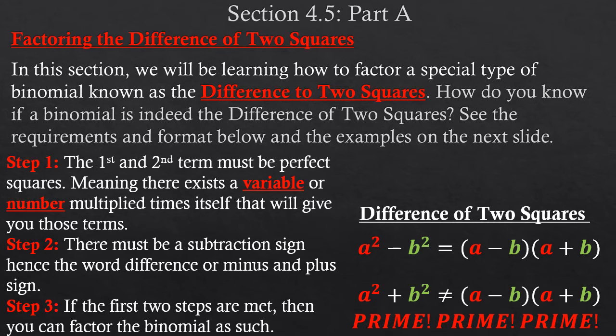That is called prime. It does not have an answer at this level, and at the next level it does, but at this level it does not factor. We call it prime, or no solution, no answer, can't be done, however you want to say it, but there is no answer. There's no such thing as the sum of two squares, only the difference of two squares.